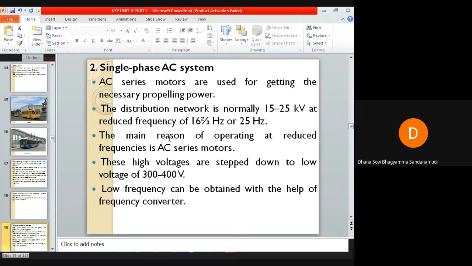So why are we reducing the frequency of the supply? The reason is that we are using AC series motors here, and these AC series motors are more efficient and show better performance at low frequencies. Because of that, we are reducing the supply frequency.